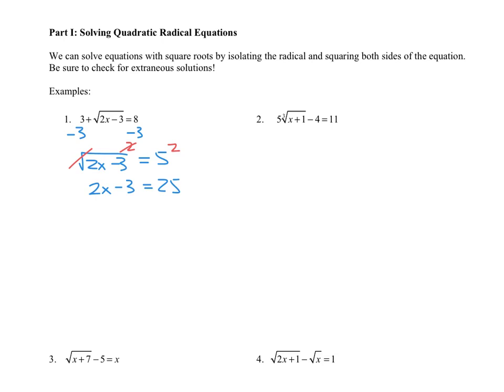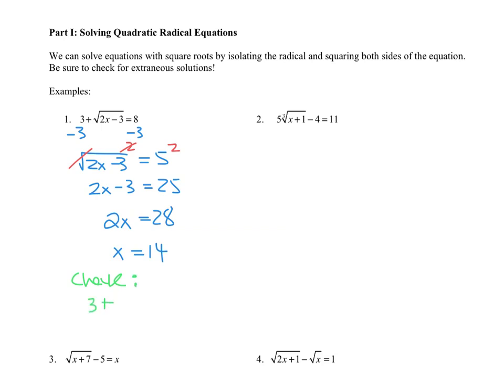Okay, so we continue to solve from there. We add 3 to both sides and we get 2x equals 28. Divide both sides by 2 and x equals 14. Now with radical equations, you always want to check for extraneous solutions because sometimes they have them. So we're going to check our answer by plugging it back in.